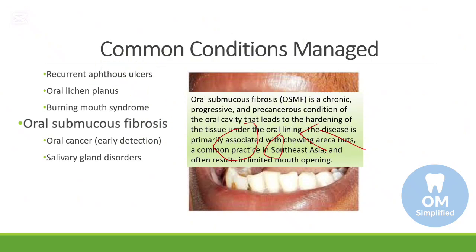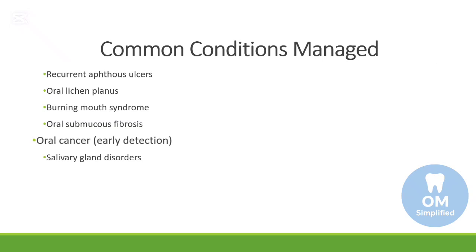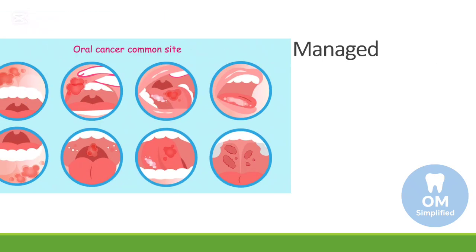Oral submucous fibrosis is a chronic, progressive and precancerous condition of the oral cavity that leads to the hardening of the tissues under the oral lining. The disease is primarily associated with chewing areca nuts, which is a common practice in South Asia and often results in limited mouth opening. Oral medicine also deals with the early detection of oral cancer.